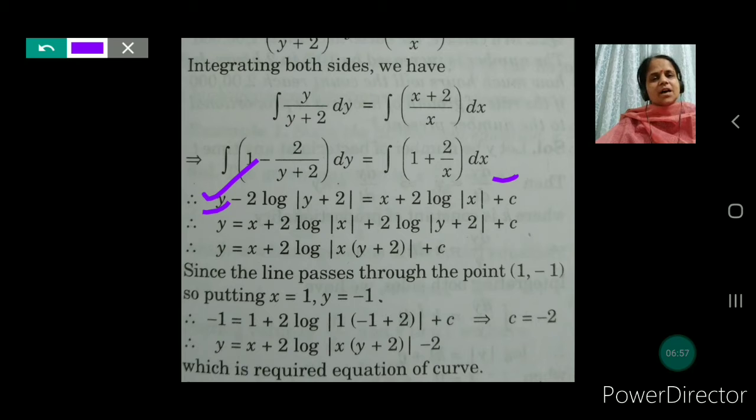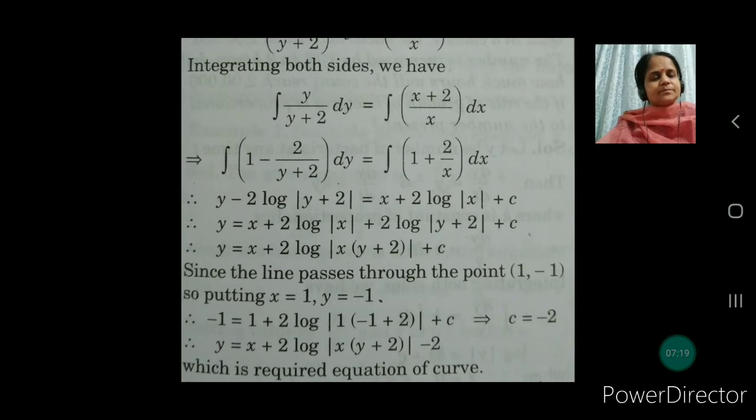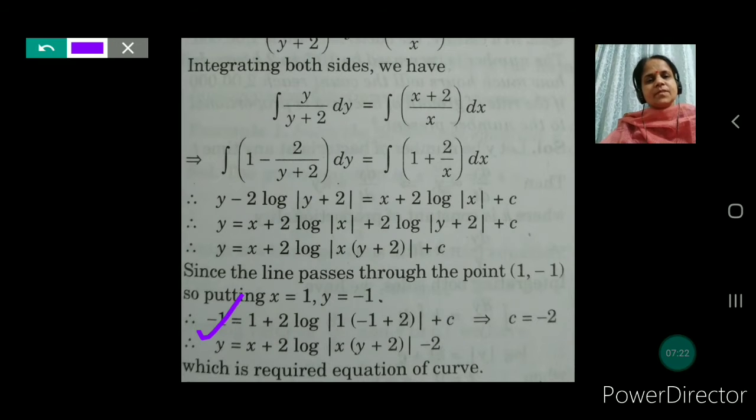And here now, since the line passes through the point (1, -1), it means putting x is equal to 1, y is equal to -1, and then solve. You will get here c is equal to -2. Okay. And lastly, write the value of c. So finally you will get y is equal to x plus 2 log mod of x into (y plus 2) minus 2, which is the required equation of the curve.